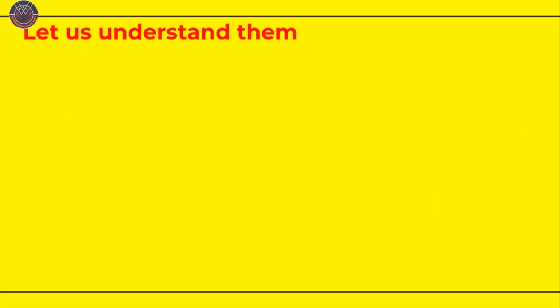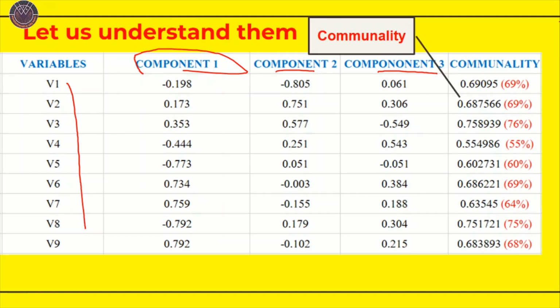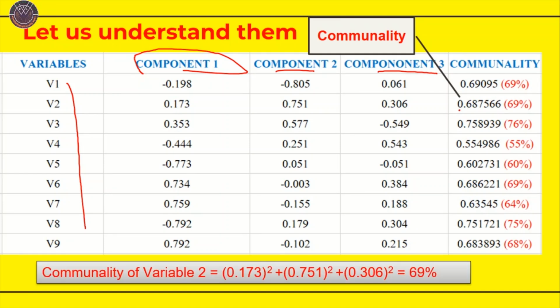So let us understand what communality is with this particular example. You can see that these are the variables and these are the different components or factors, component 1 to component 3. This is the communality: 0.690, 0.69095, 0.687566.